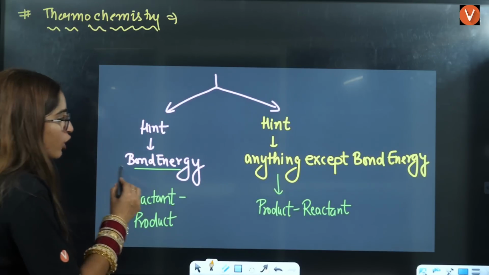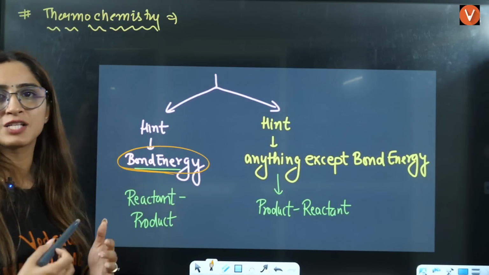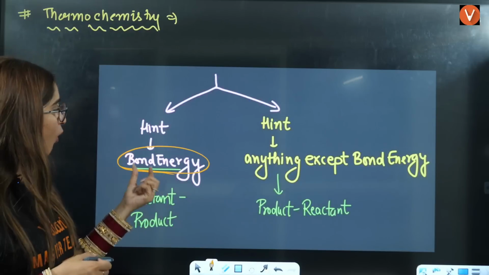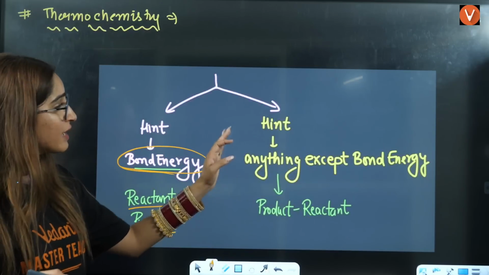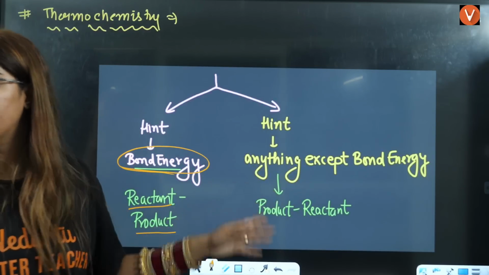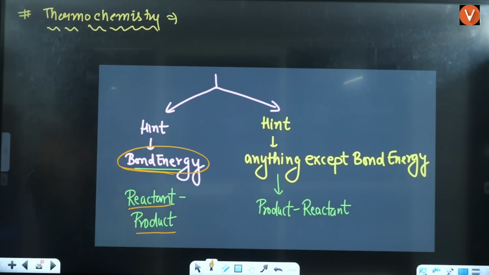Now for thermodynamics, just remember one thing. If a hint is given for bond energy, it means they have asked you the delta H of reaction, but bond energy is given, then it will be reactant minus product. If anything else is given to you, then that will be product minus reactant.